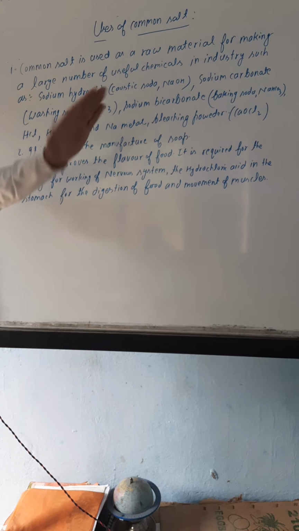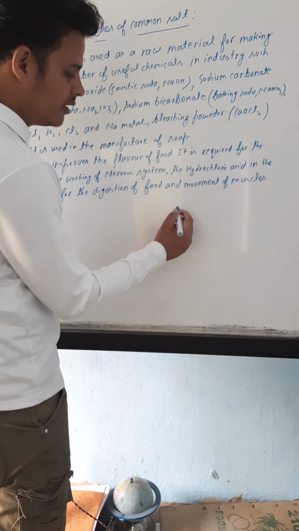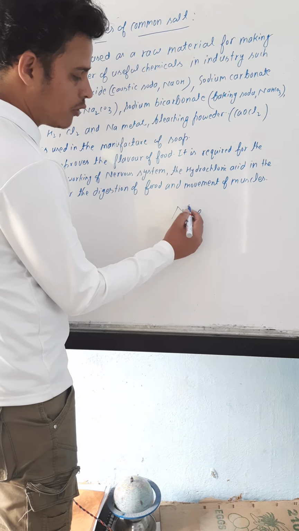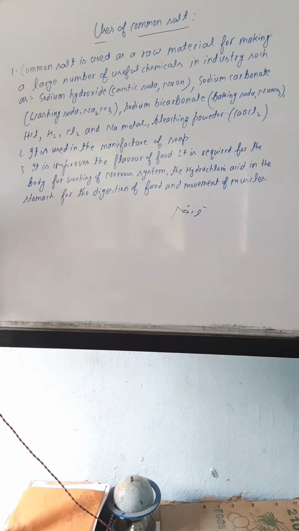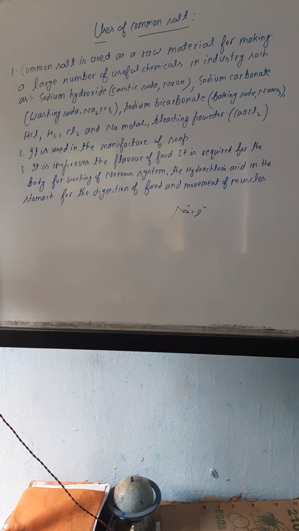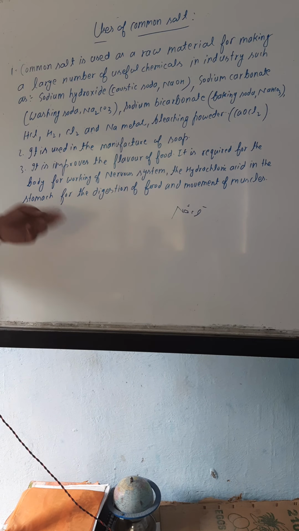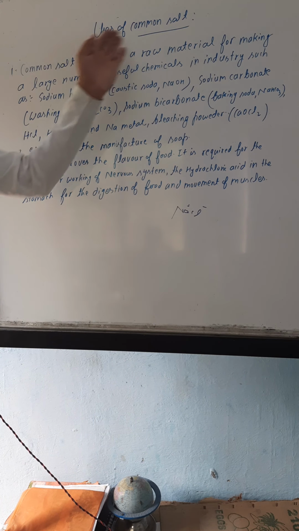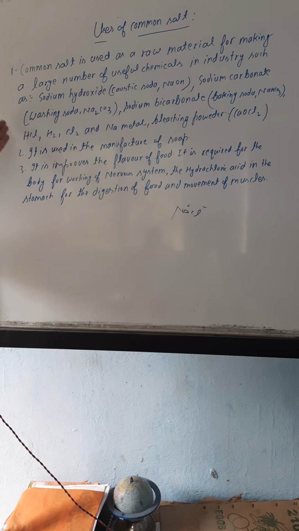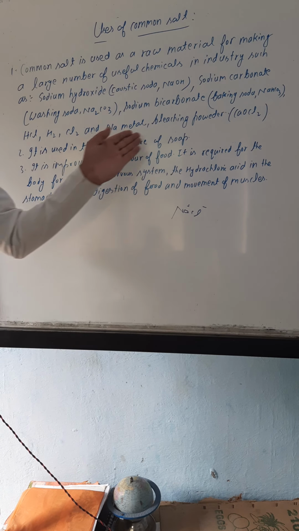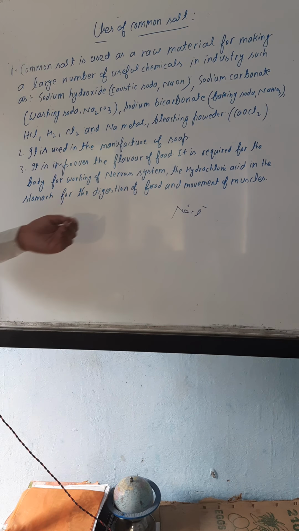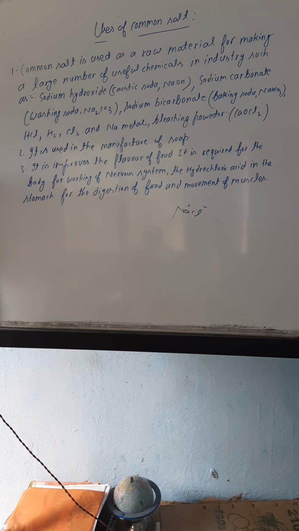Because this is NaCl, by the electrolysis process Na and Cl can be separated. So we can get the sodium metal from here. For the production of these things, we can use the common salt. It is also used in the manufacture of soap. In the soap industry, we are also using this common salt.